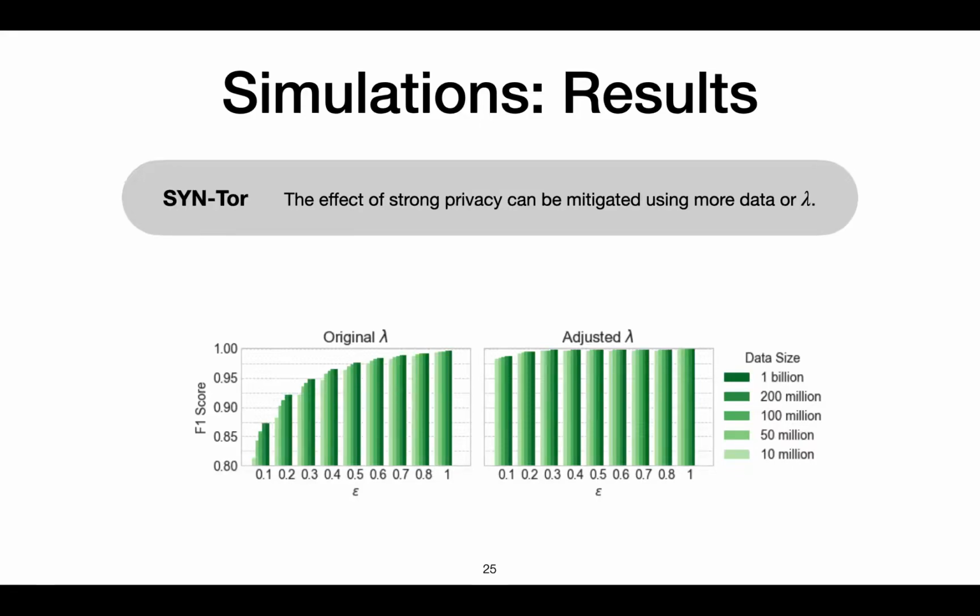In this figure, the x-axis represents the privacy parameter epsilon, and the y-axis shows the algorithm performance in terms of the F1 score. In the left-hand plot, as we move from right to left, we see that the F1 score is decreasing as the privacy parameter becomes smaller. However, on the right-hand side plot, we have adjusted lambda in order to take into account the expected amount of noise being added in each case. In this scenario, any degradation in performance due to a stronger privacy guarantee is less severe.